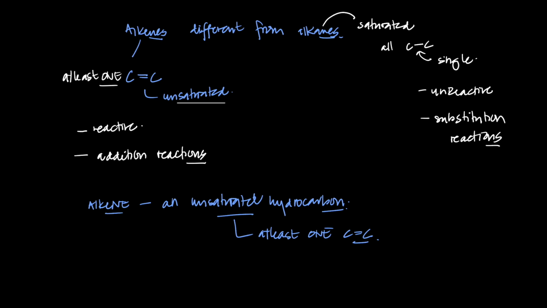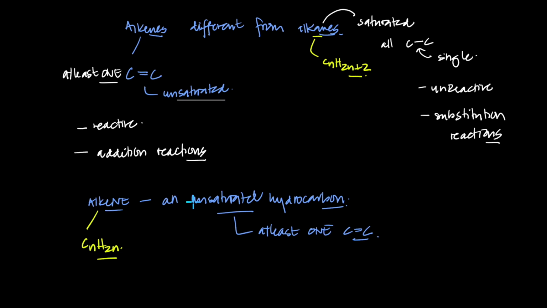Now, they also have a general formula. Alkanes, with the A, have a general formula CnH2n+2, while alkenes have a general formula of CnH2n. When it says general formula, it means generally it's that formula. It doesn't mean it'll always be that formula, but for you guys, you can think of it as almost always that formula. And the formula helps us classify compounds as alkanes or alkenes.